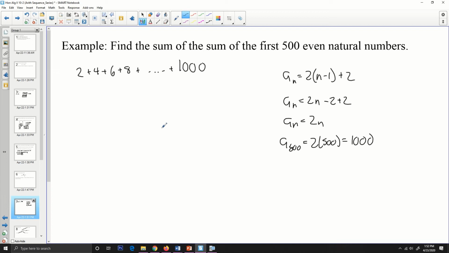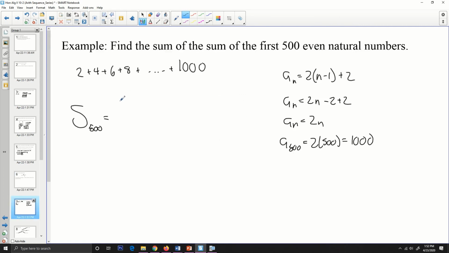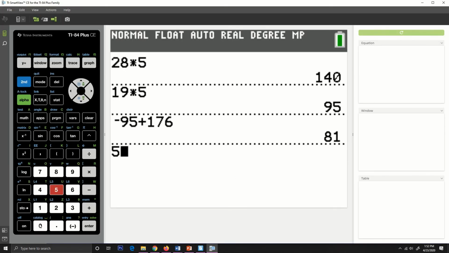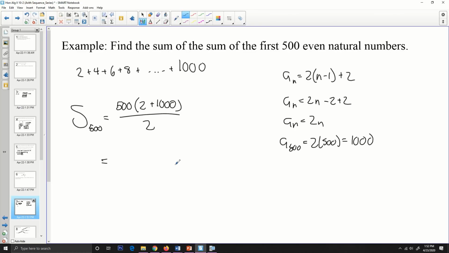All right. So if I want to sum those up, the 500th partial sum, if I use the equation from the previous page, there are 500 terms. The first term is 2. The last term is 1,000, all over 2. And I'm not going to try and do that in my head. So 500 times 1,002 divided by 2. That's 250,500. That's what I want to say.